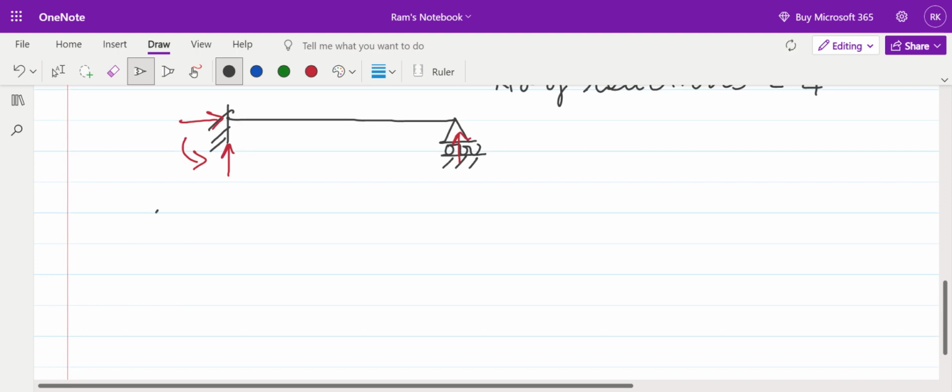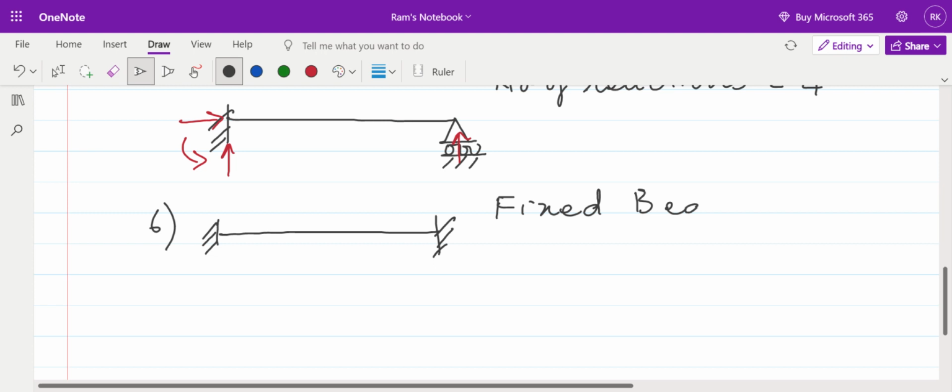And the last type of beam we have seen in the previous lecture is the fixed beam. This we know is a fixed beam. When both the supports are fixed, we call it a fixed beam. And then we can see the number of reactions equal to 1, 2 and 3. Fixed support will offer 3 reactions. This fixed support will also offer 3 reactions. So the total number of reactions is equal to 3 plus 3, 6.